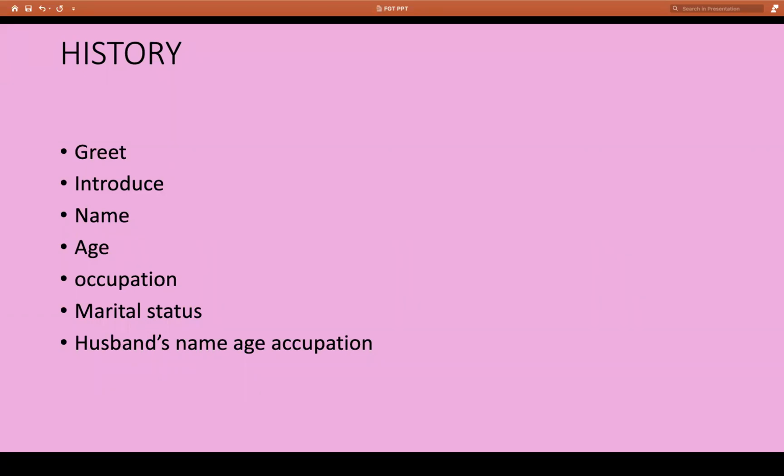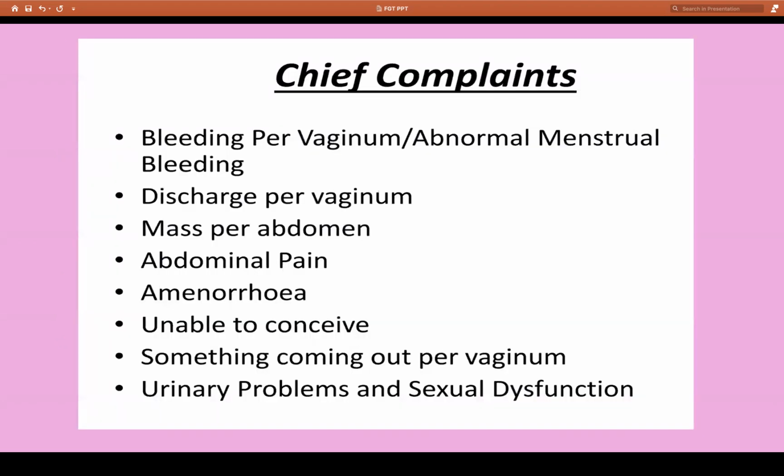In a gynae patient, always greet the patient, introduce yourself, and ask her initials, name, and age. Age is very important because you may be dealing with a patient before menarche, after menarche, an adult woman, or a postmenopausal or perimenopausal woman. Then ask about occupation, whether she is a housewife or a working woman, marital status, and husband's name, age, and occupation. Then ask for chief complaints.